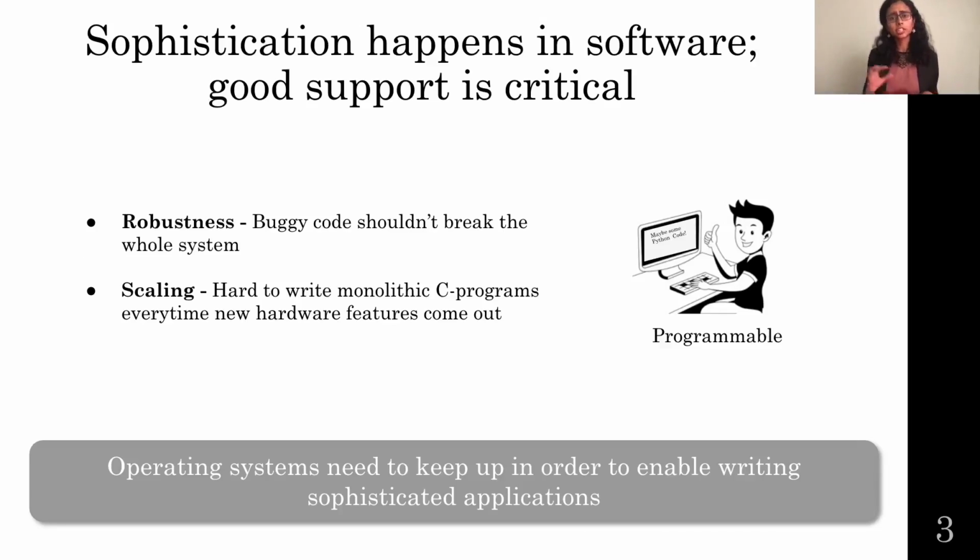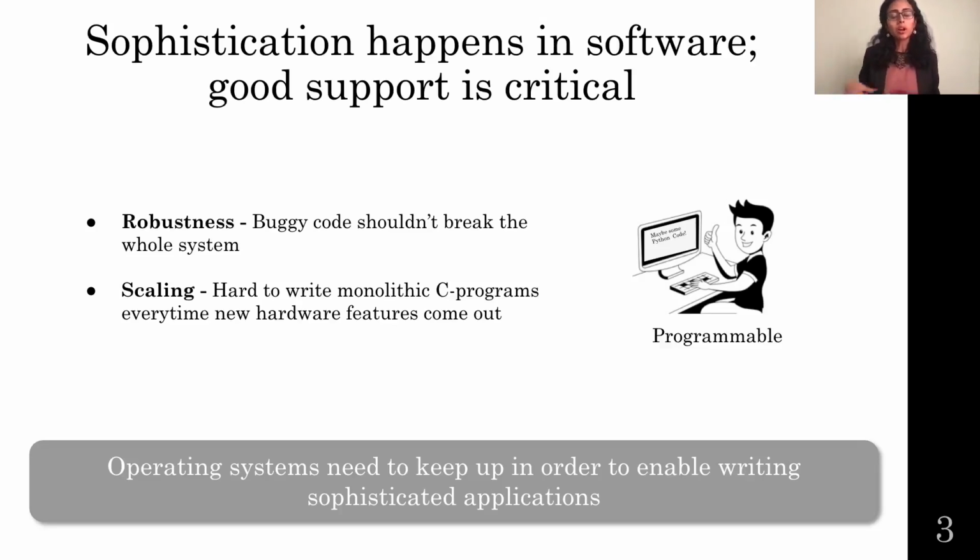The sophistication and complexity that we want from these devices is enabled by having good software support. So there's two key aspects to this. The first is robustness, so having a bug in the code shouldn't break the entire system. But we also want scalability so that every time a new hardware platform or hardware feature comes out, we're not writing monolithic C programs, and rather we're having an operating system with principled abstractions that we can reuse. And that way we can embrace new technology faster.